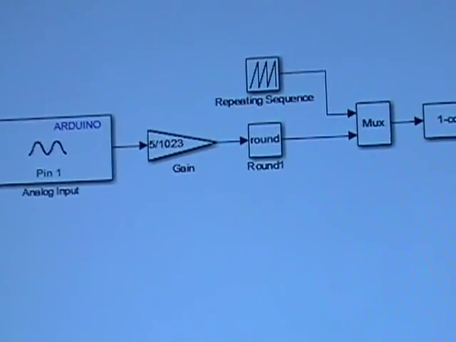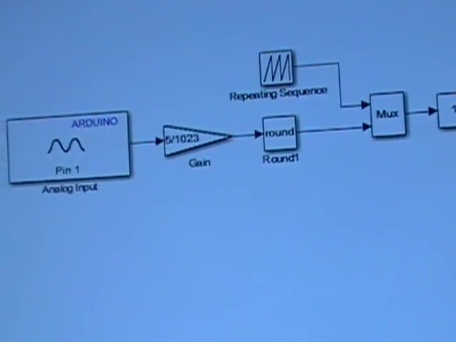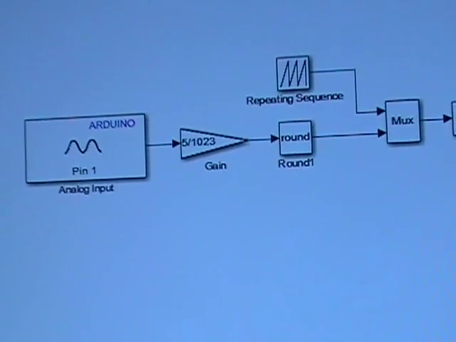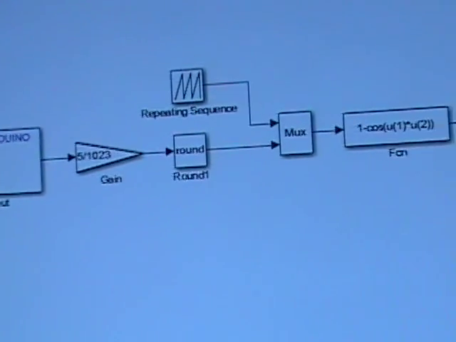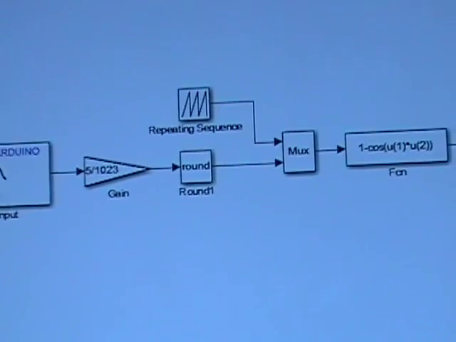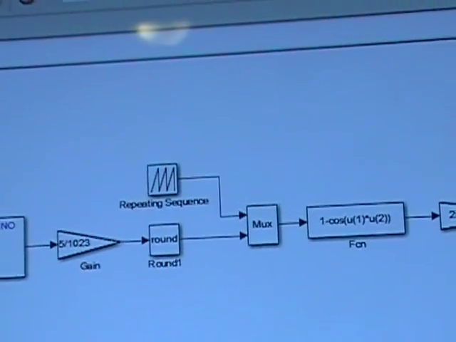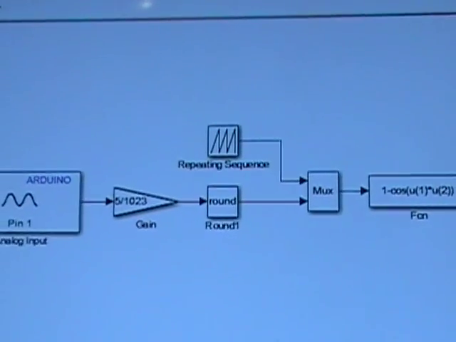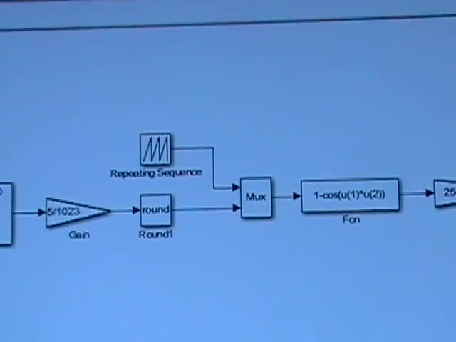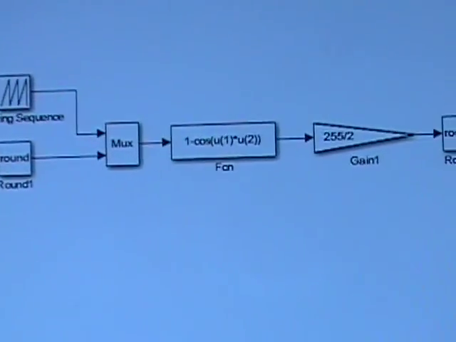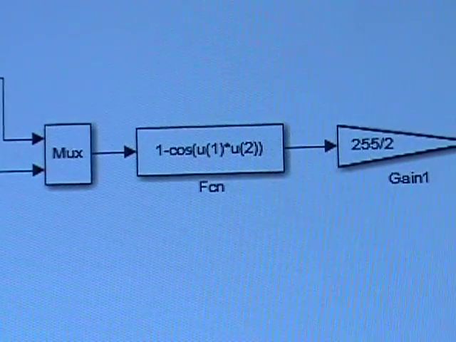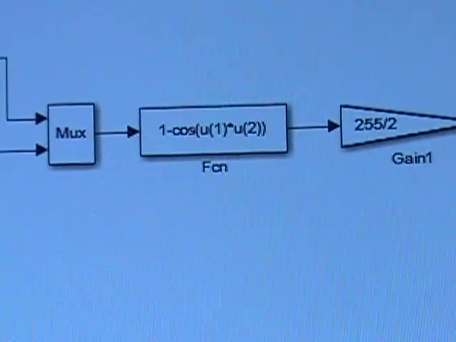So what I'm doing with the gain block is just relating the input value between 0 and 1023 back to the voltage, rounding that to give me a discrete value between 0 and 5, and then I'm multiplexing that with the repeating sequence. The repeating sequence is a ramp that goes from 0 to 2 pi over a period of 1 second. So when I multiplex that, I get U1 and U2, which I then multiply together and use to control the frequency of a cosine function.